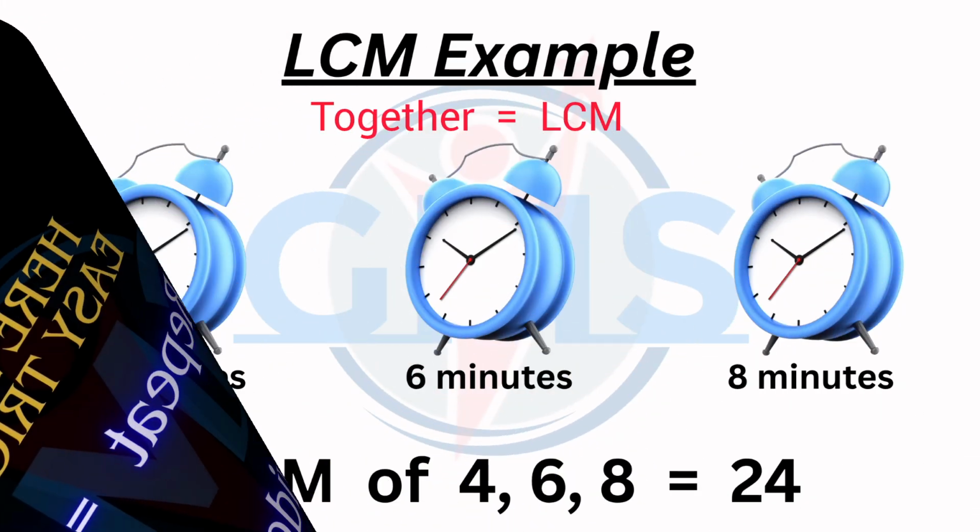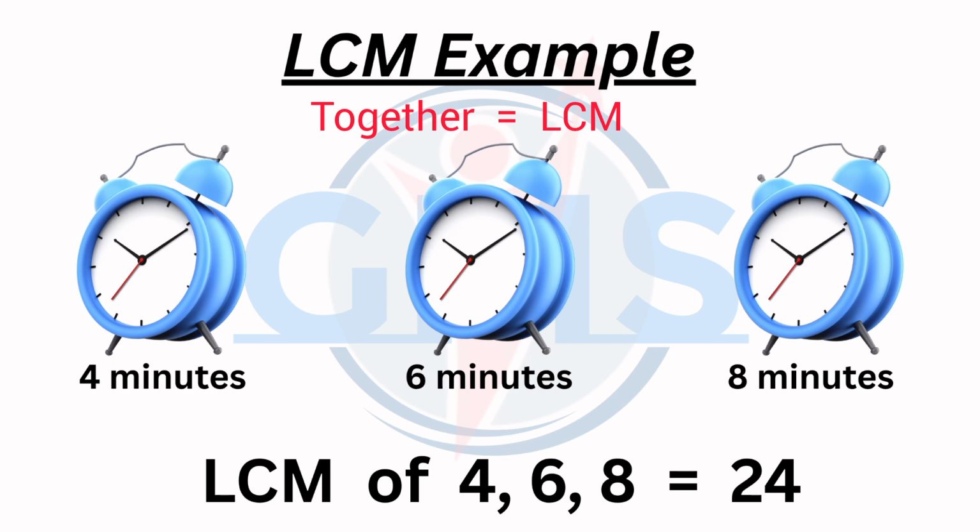Now suppose you have a question like: you have 3 bells or alarms, one alarm rings after 4 minutes, one rings after 6 minutes, and one rings after 8 minutes. So after each 4 minutes the first alarm will ring, after each 6 minutes the second alarm will ring, and after each 8 minutes the third alarm will ring, and they ask at what time all 3 alarms will ring together. So you have the word "together" in the question, which means you have to take out LCM.